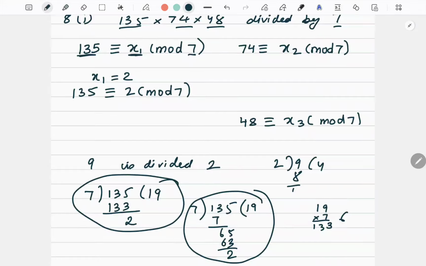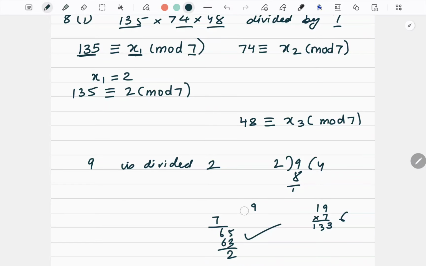Correct? And if you want to do directly without this method, use your calculator. 135 divided by 7 you do. So 19 point something will come. Right? So you divide directly, multiply 19 and 7, and you will get it directly. So it will just save you a little bit of time. Since you have a calculator, you can do this. Otherwise, this method you already know, right?